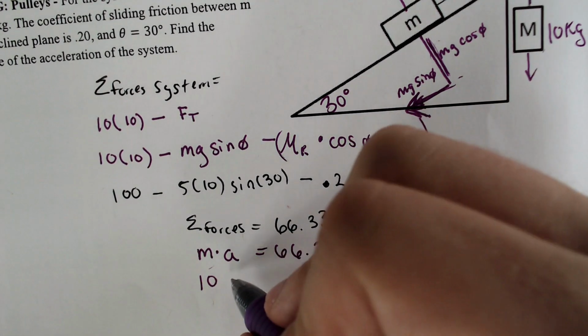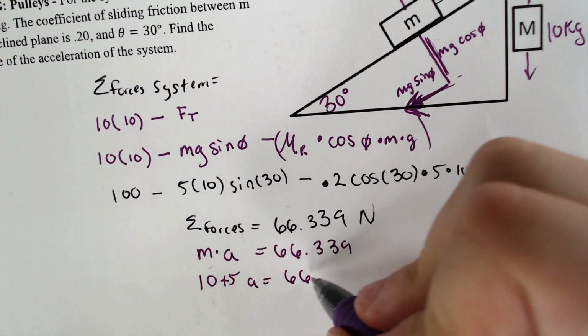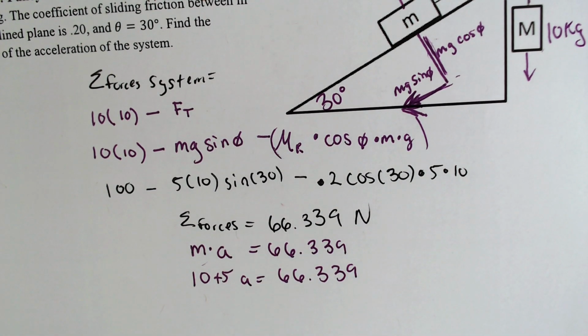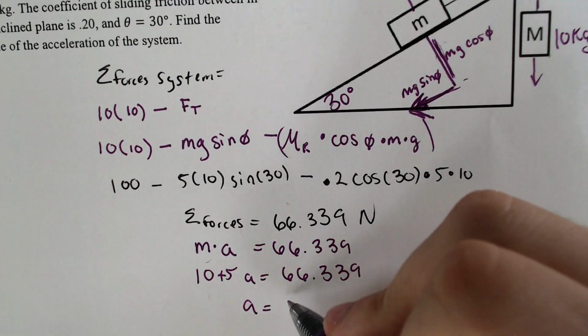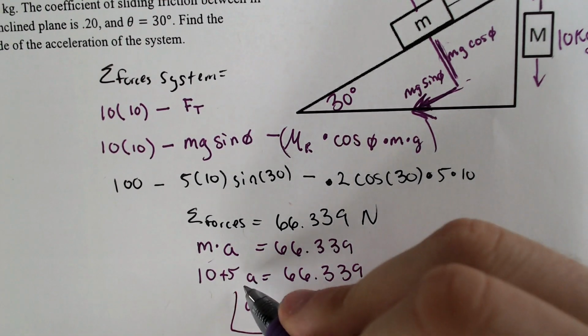So that would be 10 and 5 put together, better known as 15, equals 66.339. If we divide 66.339 by 15, you get your acceleration of the system is equal to 4.42 meters per second squared.